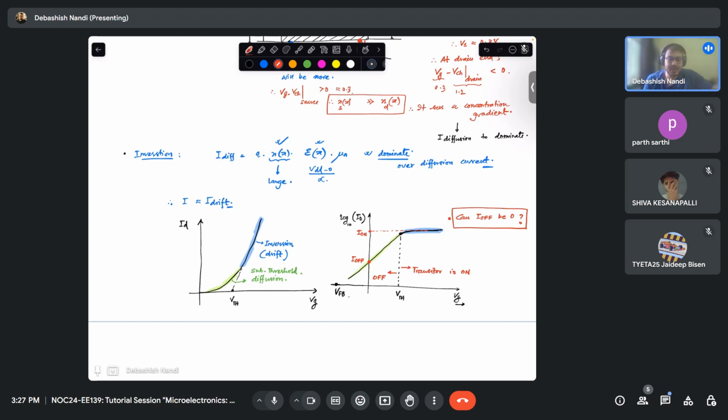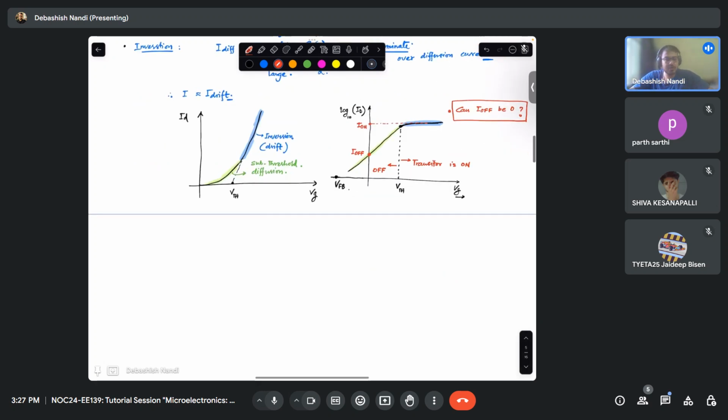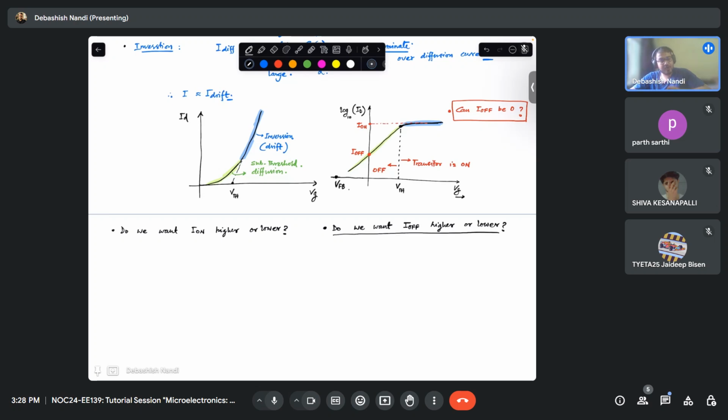So can anyone tell me what is the significance of off current? Means, do we want it higher or lower? So the question is, do we want Ion higher or lower? Another question is, do we want Ioff higher or lower? And if we want that, why do we want that?